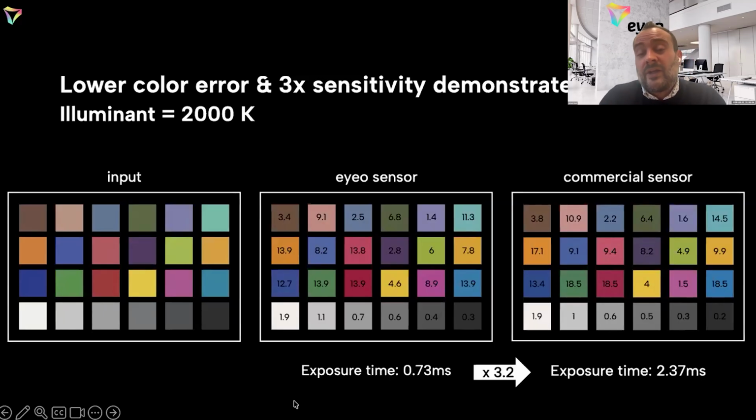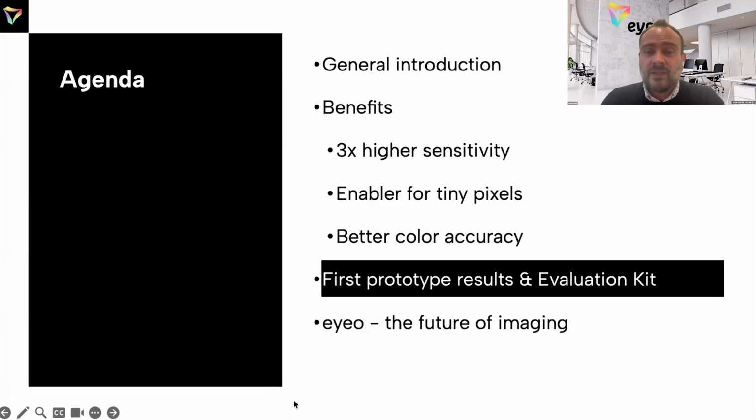And what is not visible here is actually our pixel size is also only half the size of that of the commercial sensor. So everything combined, we have much more light sensitivity. We can go to smaller pixels, and at the same time, we improve the color error.